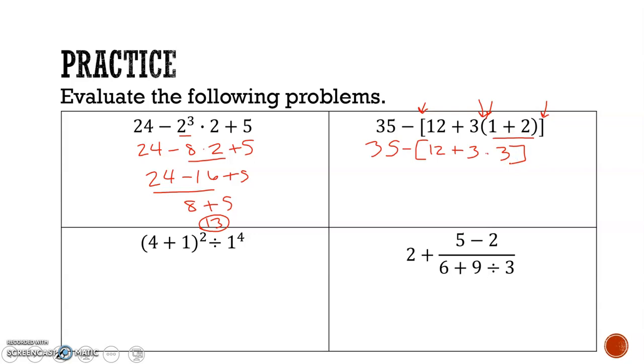Then, still inside the parentheses, I have addition and multiplication. So I have to do the multiplying first. So 35 minus 12 plus 9. And I still have those parentheses. So 35 minus 21. And then my final answer is 14.